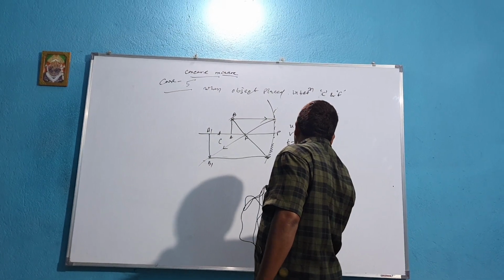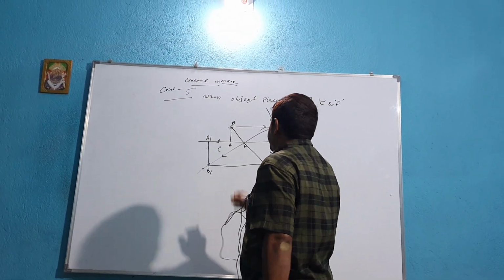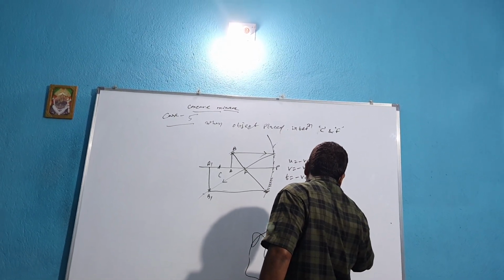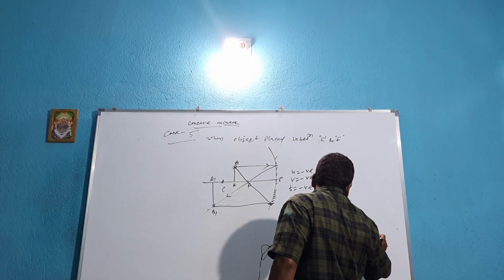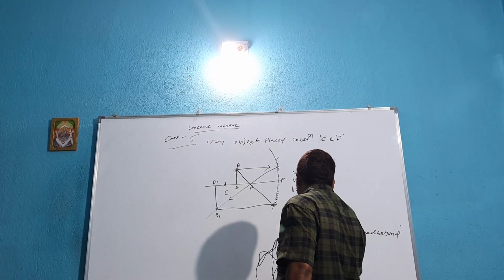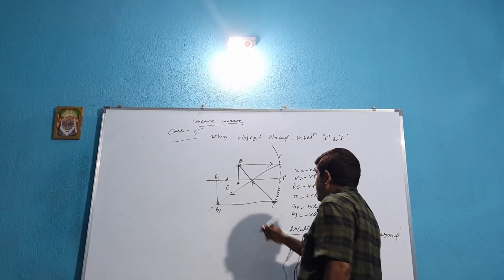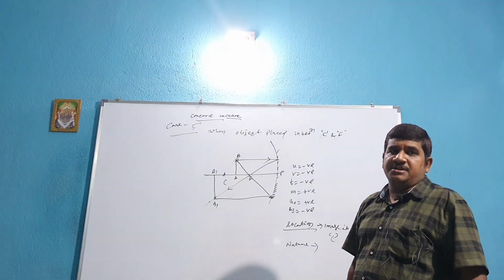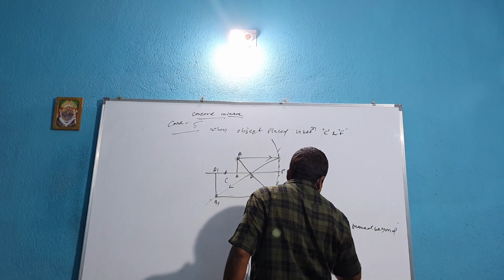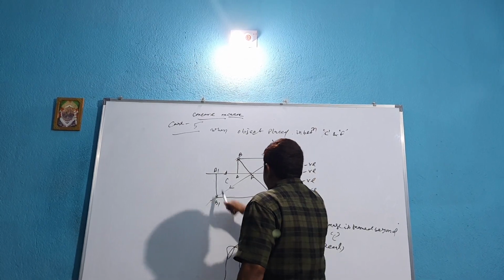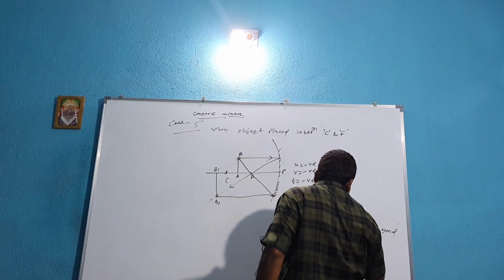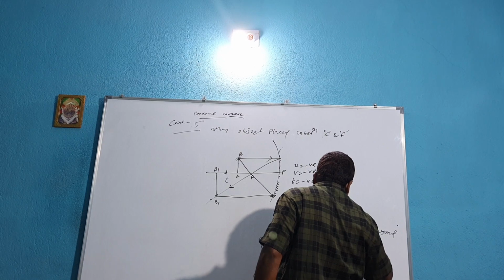Then location, image is formed beyond C. Nature, it is formed in front of the mirror, so it is real. And this is below the principal axis, inverted, size will be enlarged.